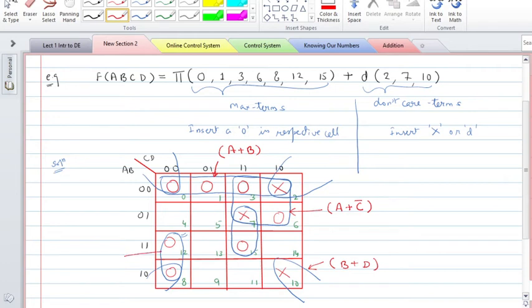And for this group of two cells, here if we see row wise, A is constant with value 1, that's why we have to write A bar plus C plus D, and for this group B is constant, so B bar plus C bar plus D bar.